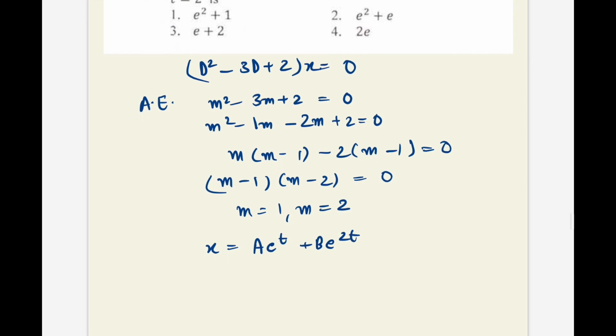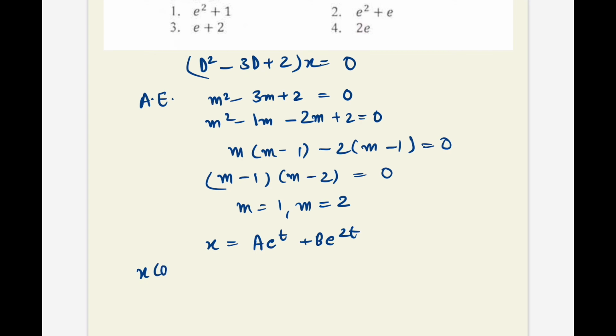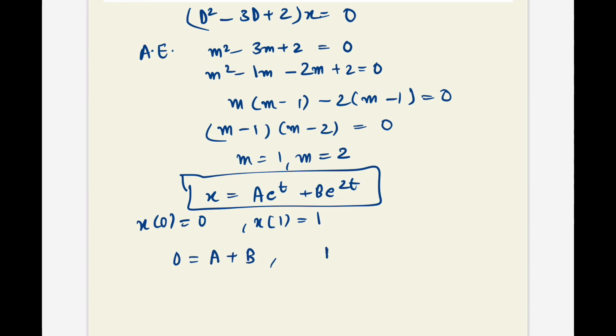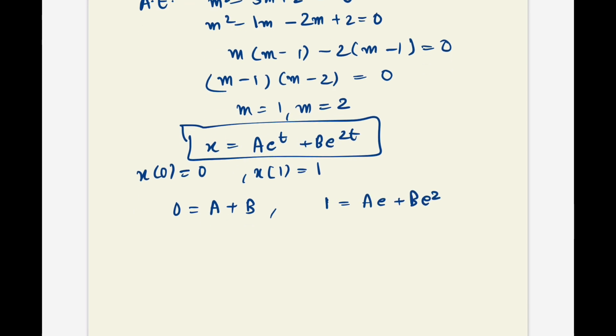Now the boundary conditions are x of 0 equals 0 and x of 1 equals 1. So we put these in the solution of the differential equation. This becomes a plus b equals 0. Another equation is 1 equals ae plus be square. Now we can solve this. B equals minus a, and this equation becomes 1 equals ae minus ae square. A will come out to be 1 upon e minus e square.